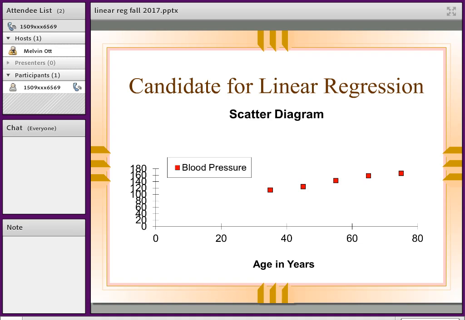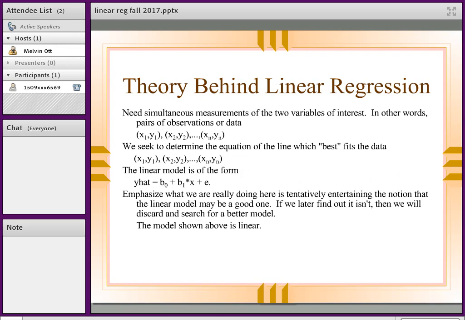You're looking at age blocks in years, and you're seeing an increase in blood pressure versus age. And it looks like you ought to be able to come up with a pretty good linear relationship going through pretty close to those data points. Let me give a little bit of theory here. I've got my simultaneous measurements, age and blood pressure, pairs of observations. I want to come up with an equation for the line which best fits that data.